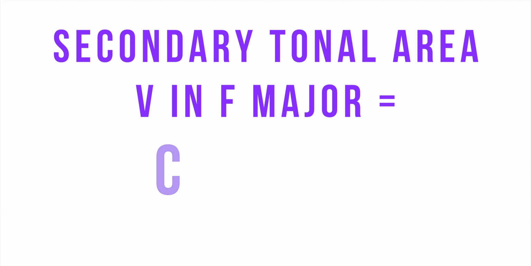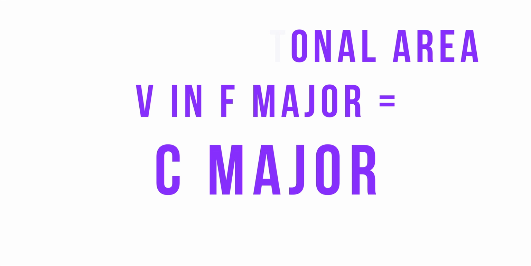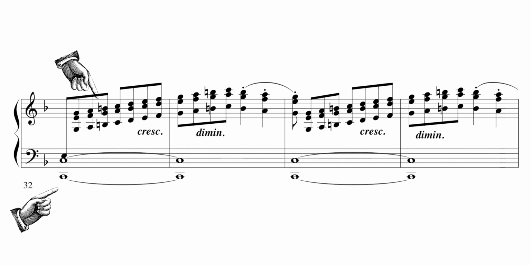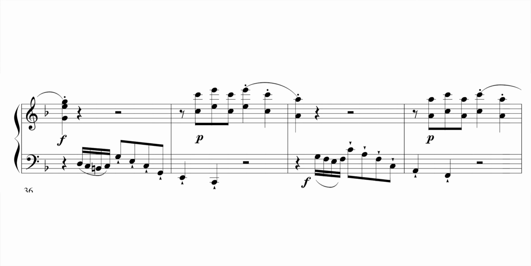This has created a smooth intersection to the secondary tonal area, which is C major. This is clearly expressed with B naturals and a pedal C in measures 32 through 35. The secondary theme is mainly in measures 37 through 47. This theme is completely different than the first theme, and it sounds like this.